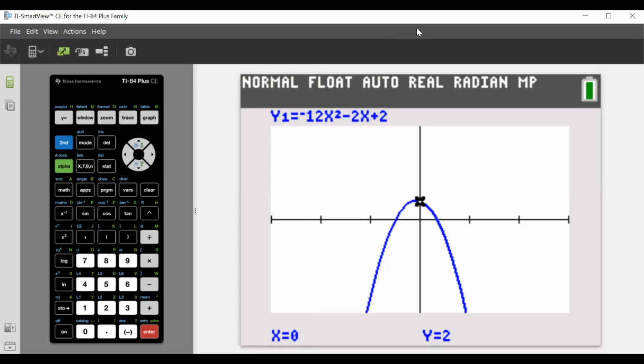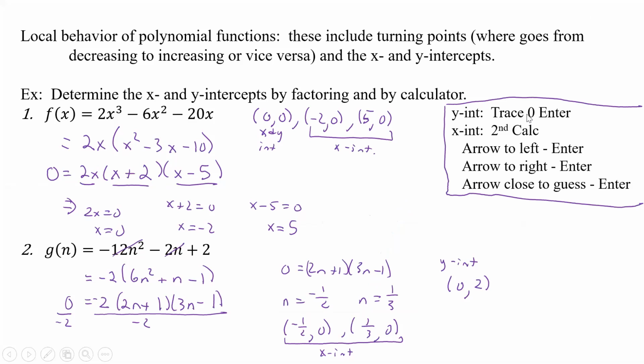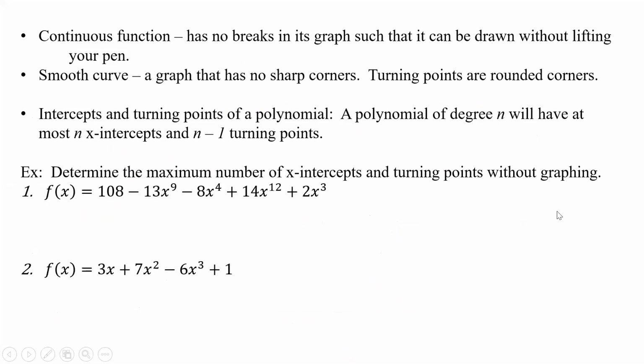If we look over here, it said hit trace 0 enter, but if you just calculate, that's the same thing as that trace. Okay. All right, so I think we have all of the correct values here, so let's move on.